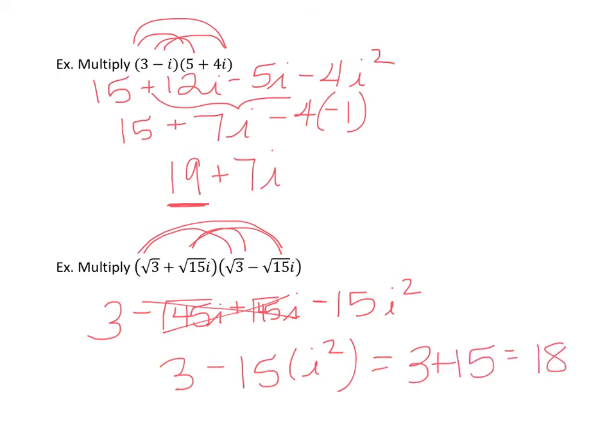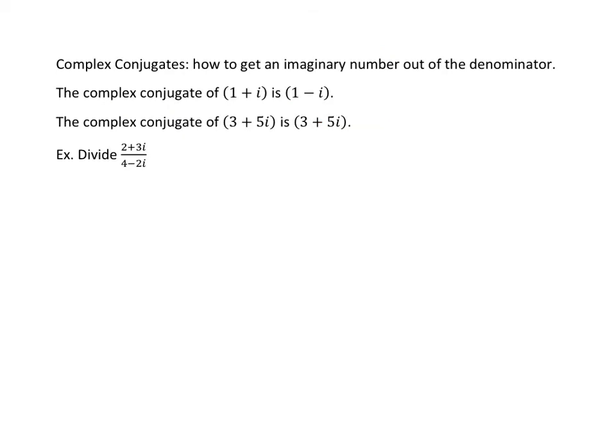What you're going to notice is that these are called complex conjugates. They have the same real part, opposite imaginary parts. When I multiply those two together, I come out with just a real number. Okay, a couple of examples of some complex conjugates: 1 plus i and 1 minus i. 3 plus 5i. That should be a 3 minus 5i.